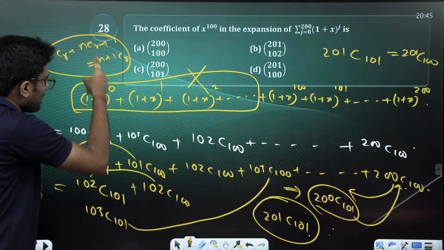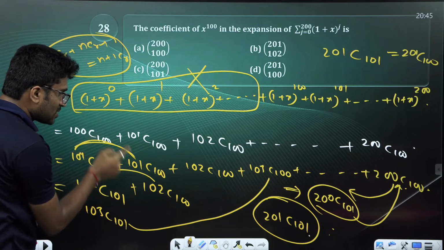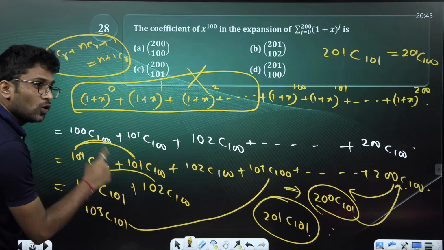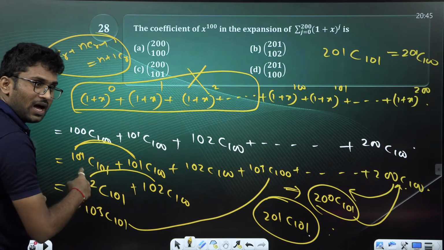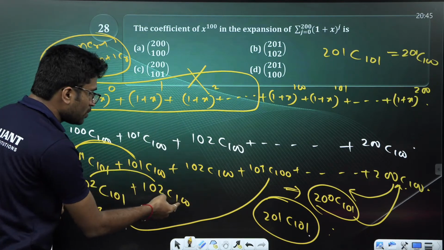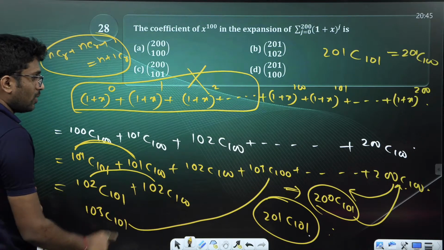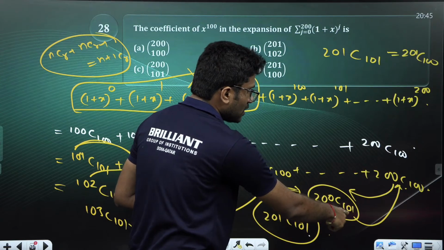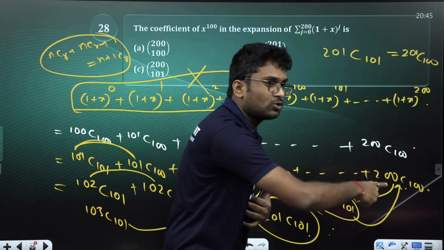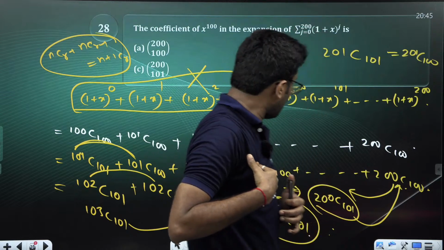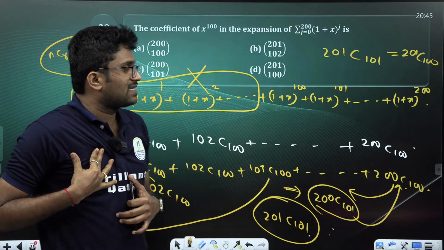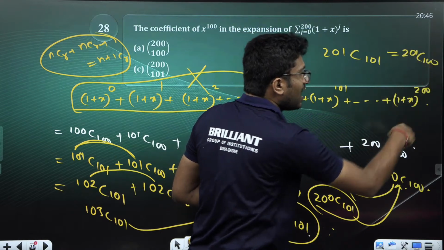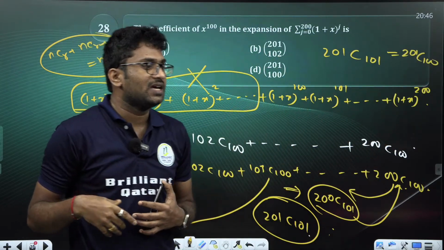Then by using nCr plus nC(r minus 1) is equal to (n plus 1)Cr, 100C101, 101C101 and 101C100 can be grouped as 102C101. This 102C101 will be grouped with the next, that becomes 103C101, and so on, till the last but one term will be 200C101. If this 200C101 is added to our last term, then we get (200 plus 1), 201C101. So 201C101 can also be written as 201C100 because nCr is equal to nC(n minus r).